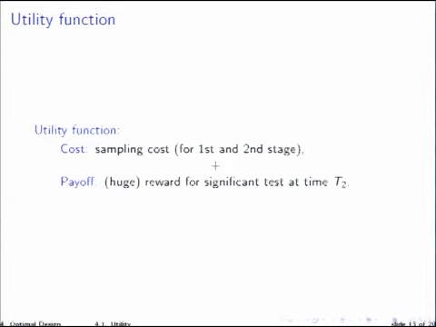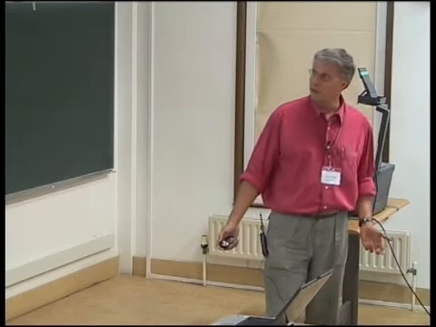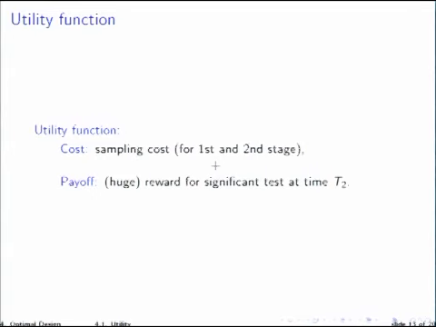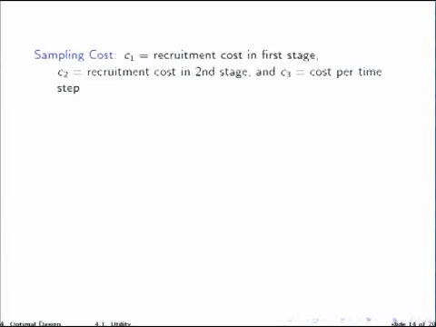We are proceeding with the trial for only one reason. We are doing the whole thing because there is a chance at the very end, at time t2, we might see a significant treatment effect. And if we see that, that's victory. And that's the reason why we go through the whole thing. So in plain English, the utility function is a sampling cost for enrolling and keeping patients, plus a huge payoff if we get a significant test for comparing treatment versus control in the very end. And all I have to do now is put numbers to that.